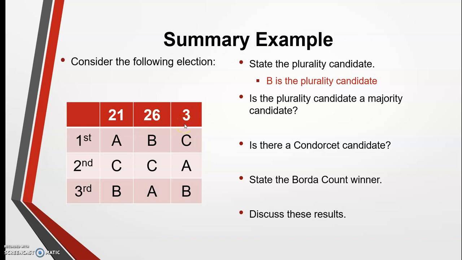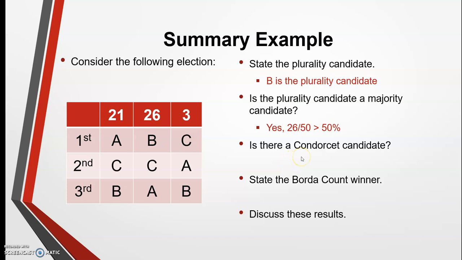So if there are 50 total voters, half would be 25, and more than half would be 26. So it takes 26 votes for a majority. B did in fact receive 26 votes, so B is a majority. Is there a Condorcet candidate?